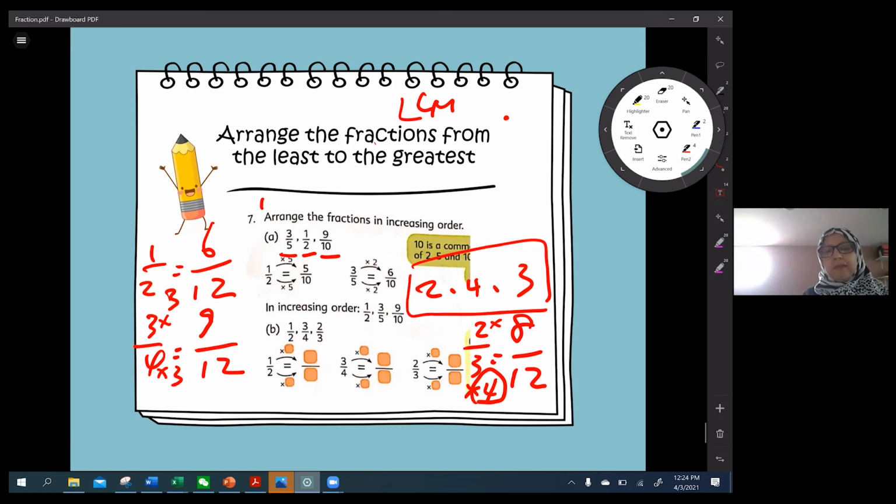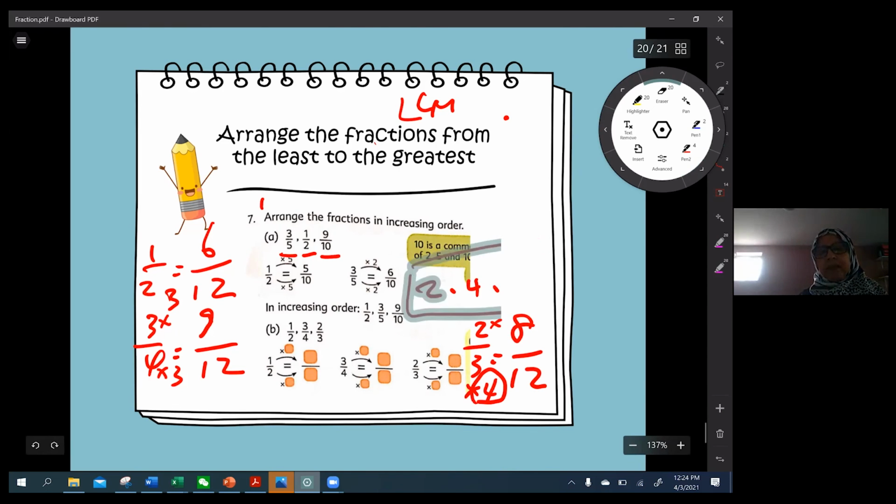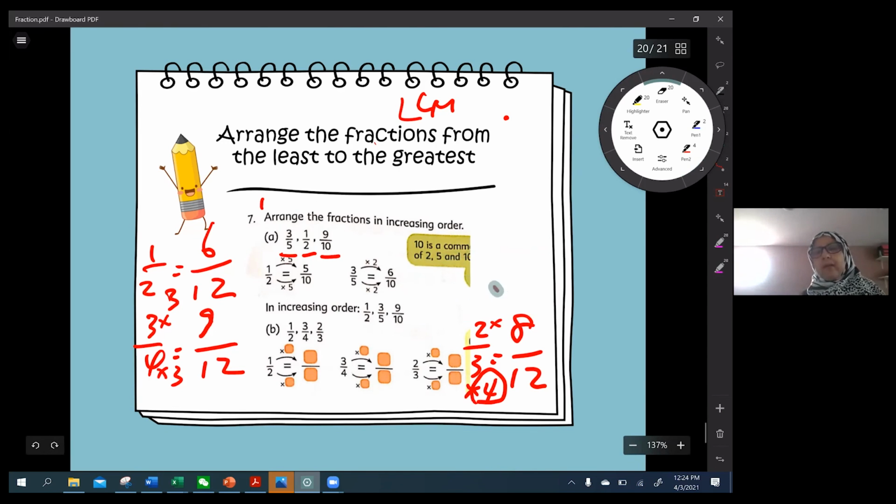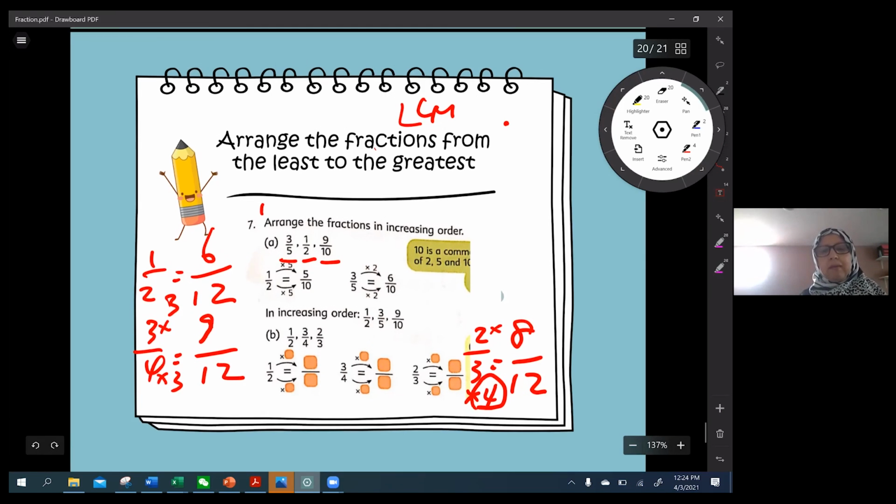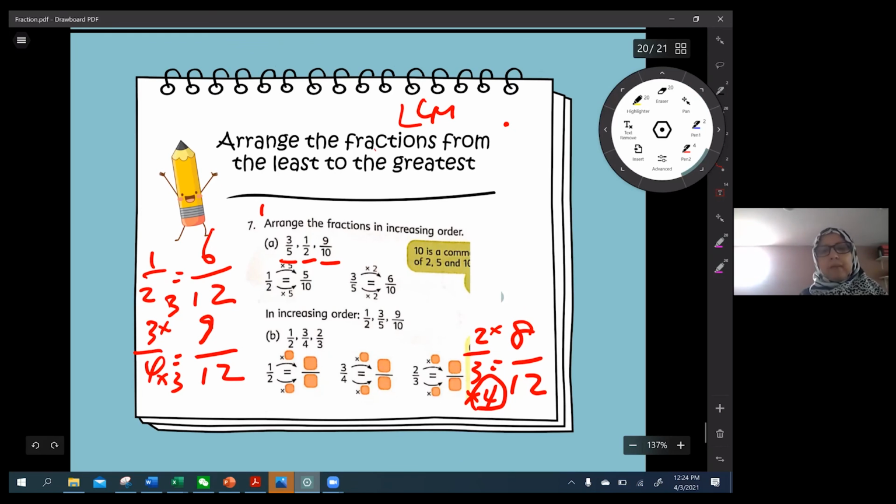So we have 1/2 is 6 over 12, and we have 3/4 is 9 over 12, and we have 2/3 is 8 over 12, right? So now you can compare.